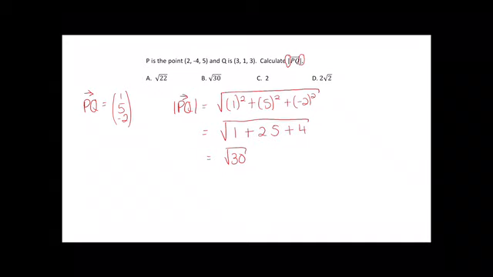Now remember, check if root 30 is a surd that can be simplified. There are no square numbers that fit into that, so root 30 must be your final answer. So for question 5, your answer was B, root 30.